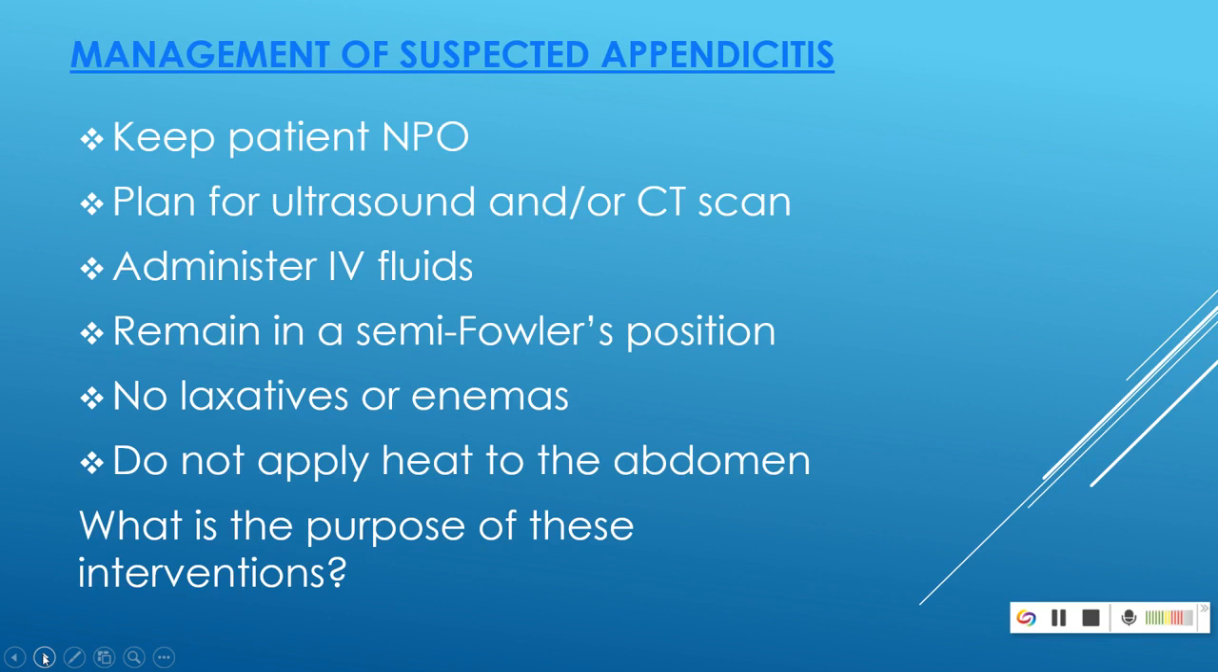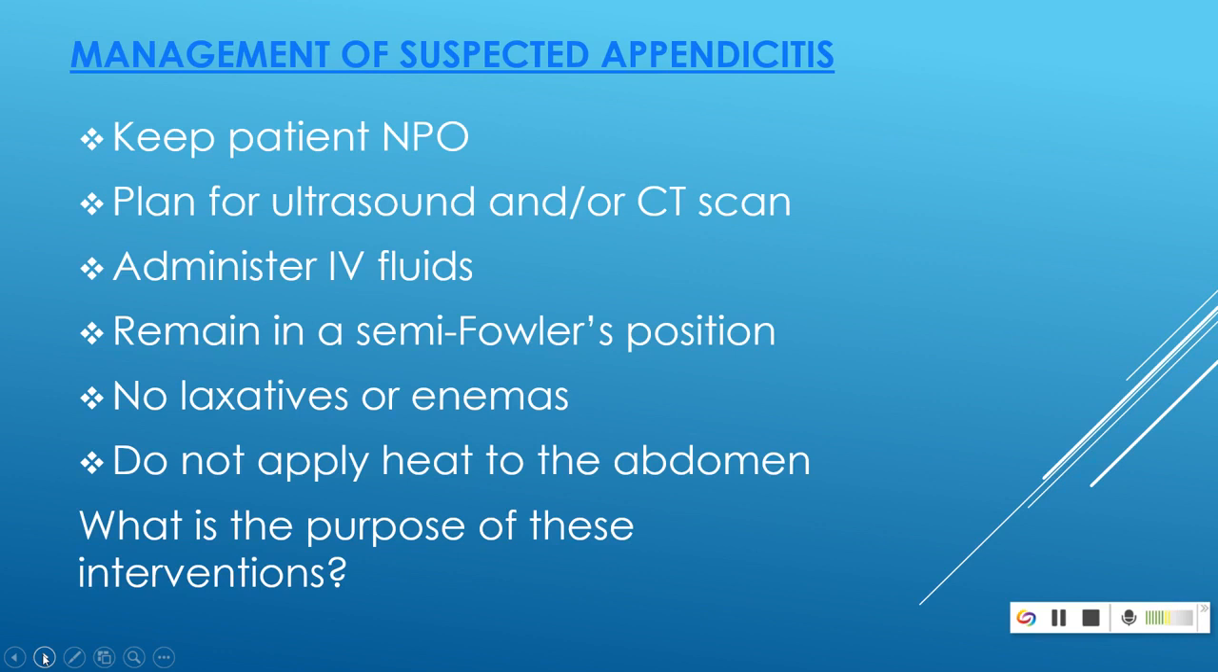We're going to remain in a semi-Fowler's position. This position will help decrease muscle tightening in the abdominal wall. Because if you lay these people down flat, your abdominal wall muscle is going to come tighter, and that puts pressure up against the appendix also, and that's what's causing the pain, pressure.